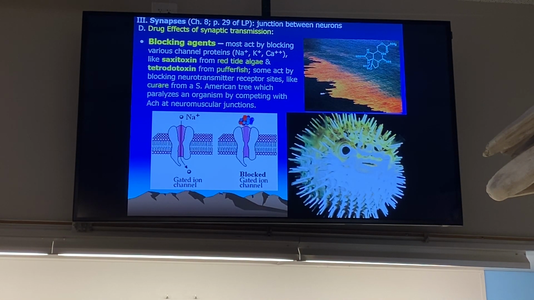All right. Again, neurotransmitters are all about causing ion channels to open. Well, if you block the ion channels, that chemical is a blocking agent. So even though the neurotransmitter is released, ions can't move because the channels are blocked. Saxitoxin from red tide algae and tetrodotoxin from the pufferfish are examples of this.